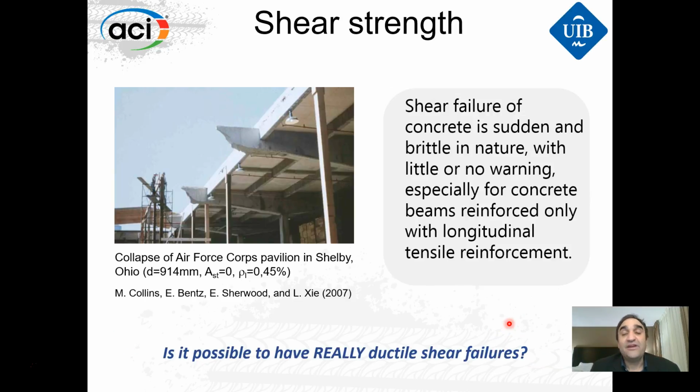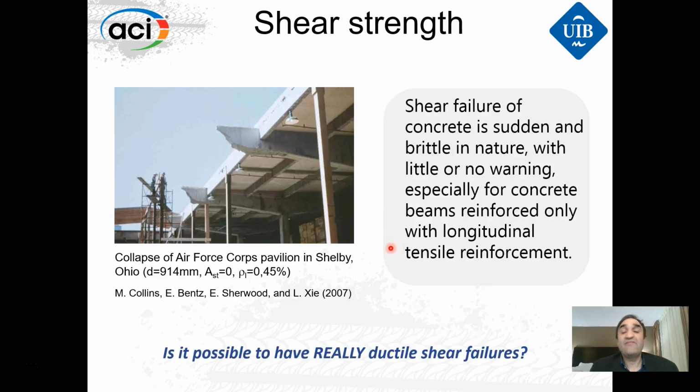I'm not going to talk here a lot about shear strength. I'm sure that most of you know a lot about this topic. But as you know, shear failure of concrete is sudden and brittle in nature, with little or no warning, especially for concrete beams reinforced only with longitudinal tensile reinforcement. But the failure is also fragile when you have stirrups. This is very important. And this is a classic failure, the collapse of the Air Force Cadet Pavilion in Shelby, Ohio, that I'm sure that all of you know.